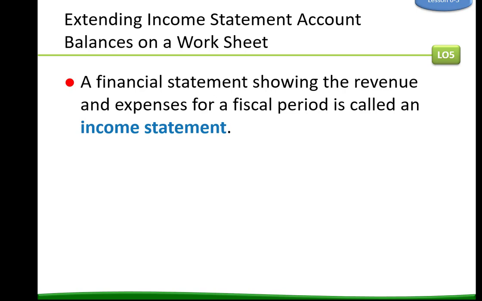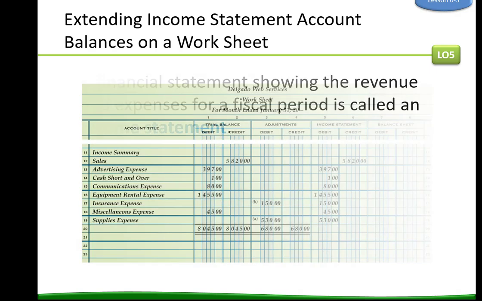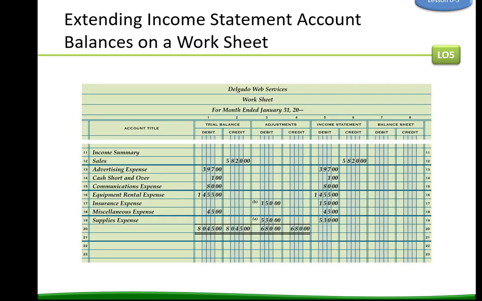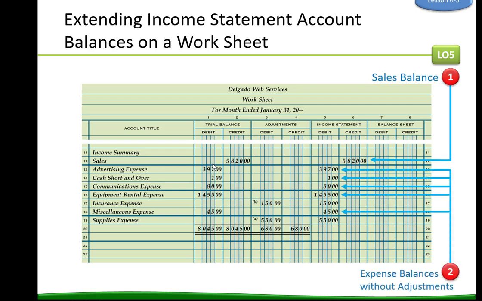So the income statement shows our revenues and expenses for a fiscal period. And so that's going to be listed in the fifth and sixth column. And again, we're going to have to account for any adjustments, but we first pull over our sales balance.